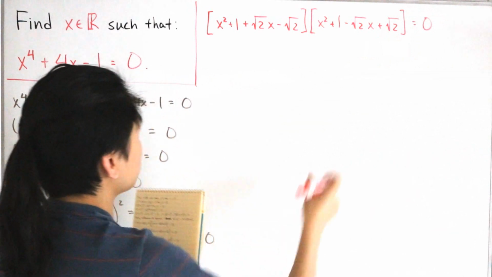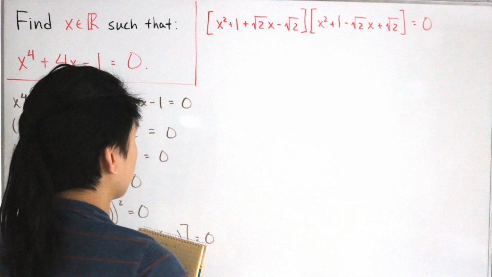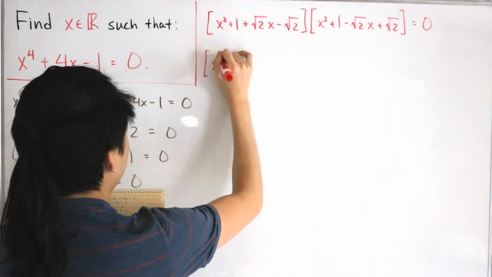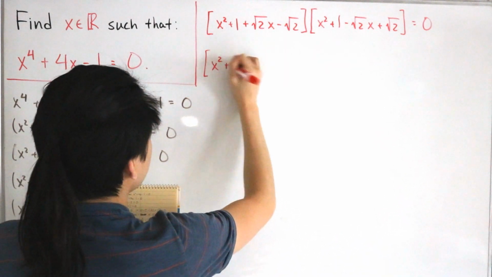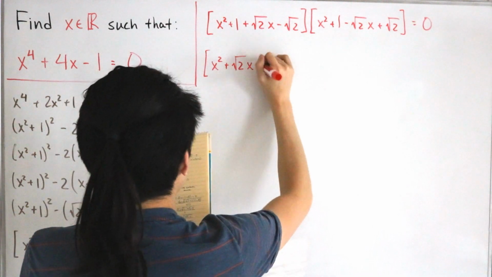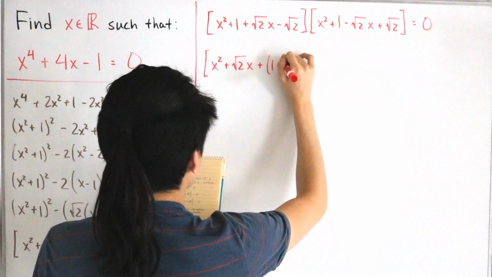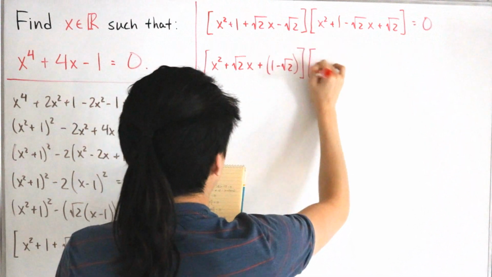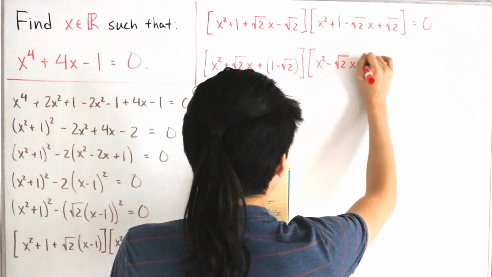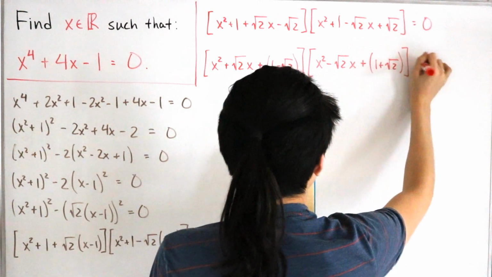And now let's group some things so that they're in the order of how a quadratic polynomial is written, with x squared, then x, and then a constant. So we have x squared, then plus the square root of 2 times x. I'm going to put the constant in parentheses to distinguish it: 1 minus the square root of 2. Then multiply by x squared minus the square root of 2 multiplied by x, and then add 1 plus the square root of 2, and set this equal to 0.